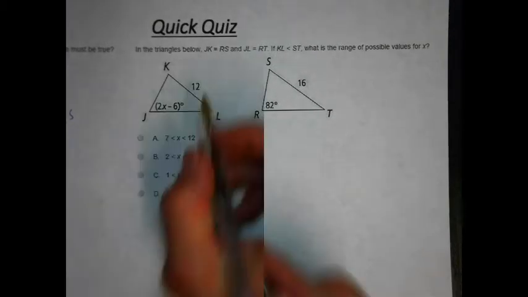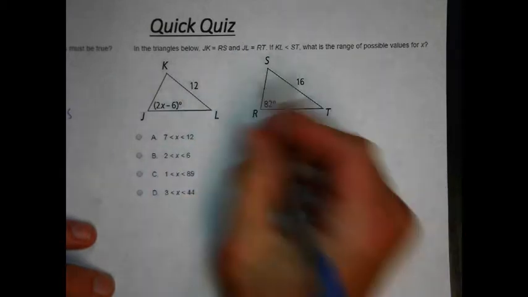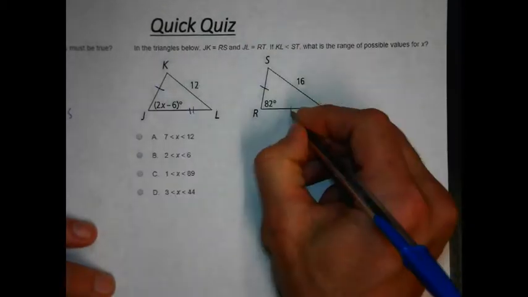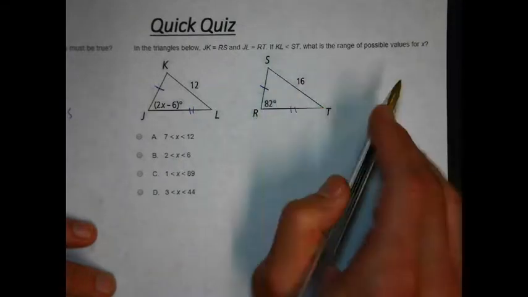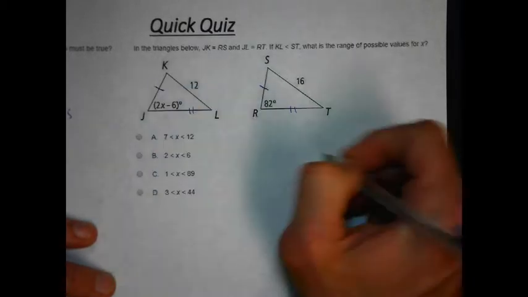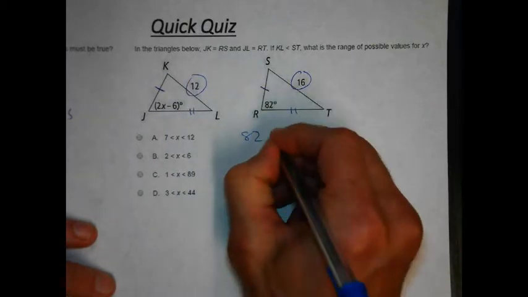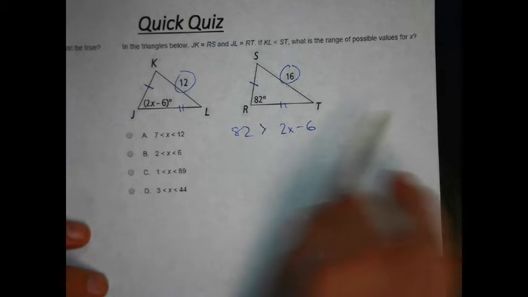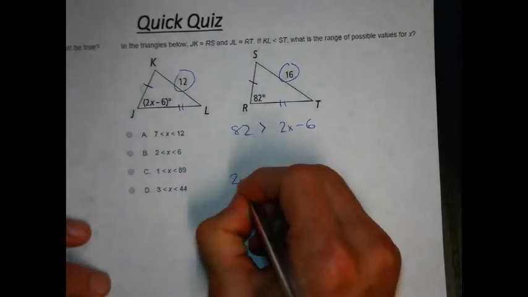What's going on here? Okay, in the triangles below, JK is equal to RS. So JK and RS are the same, and JL is equal to RT. If KL is less than ST, what's the range of possible values for x? So we have our two congruent sides. 16 is bigger than 12. That means 82 is bigger than 2x minus 6. Okay, but at the same time, 2x minus 6 must be bigger than 0.